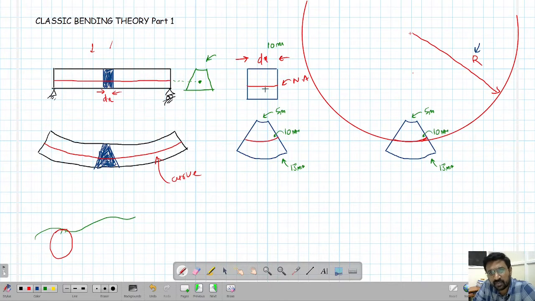So I have taken a very, very small element in the beam. This is the neutral axis. This small portion of the curve can have a radius. Basically, this small portion of the curve I can assume to be a part of a circle, and that circle has a radius. That radius is what is known as the radius of curvature of this curve at this point. So dx is nothing but a very small length. This is the radius of curvature.